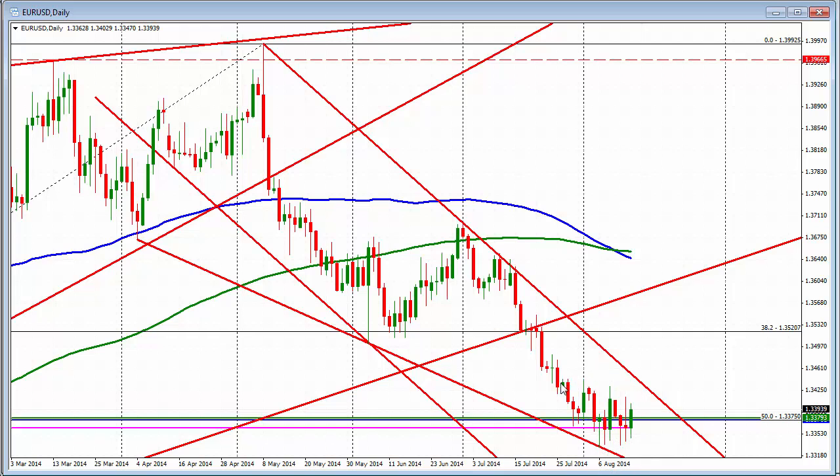Over the last 14 days, the market's traded in a 112 or 113 pip trading range. That's not a lot over a nearly 3-week trading period. So again, another indication that the market doesn't know which way it wants to go.